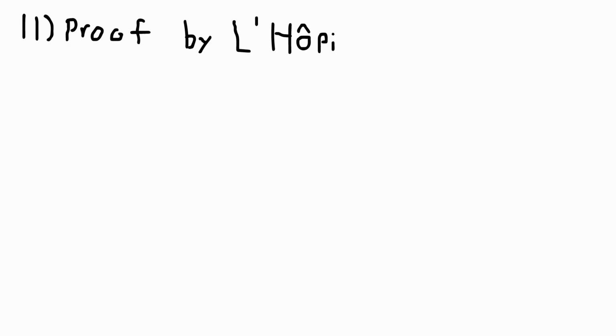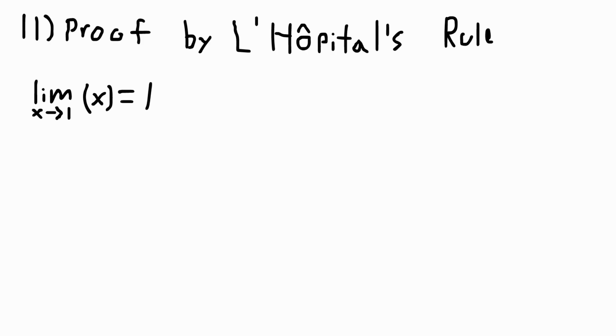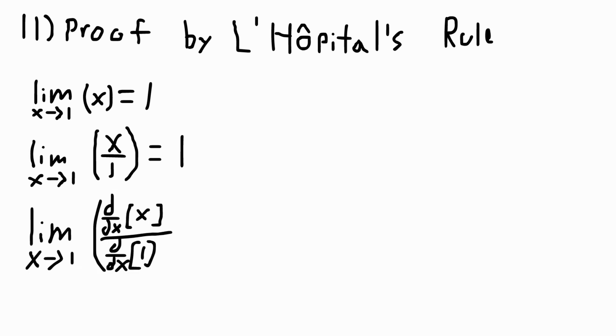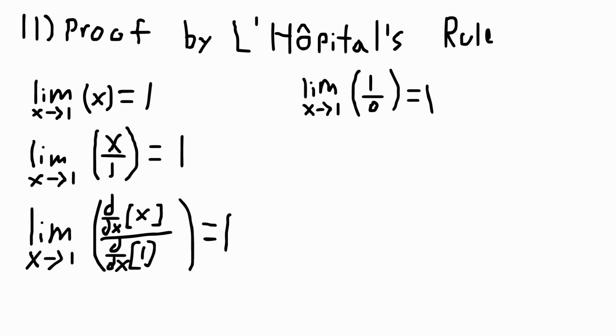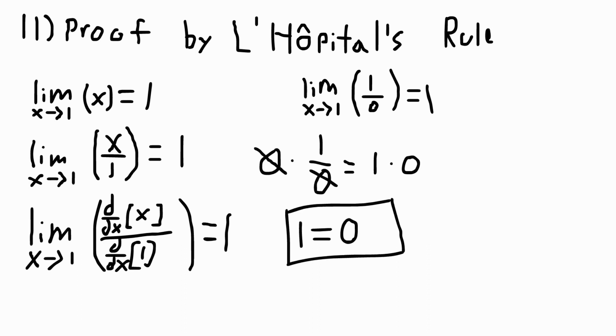Proof by L'Hopital's rule. The limit as x approaches 1 of x is equal to 1, which is the same thing as the limit as x approaches 1 of x over 1 is equal to 1. Now apply L'Hopital's rule. You get that the limit as x approaches 1 of 1 over 0 is equal to 1. Therefore, 1 over 0 is equal to 1, and multiplying both sides by 0 gives you 1 equals 0.